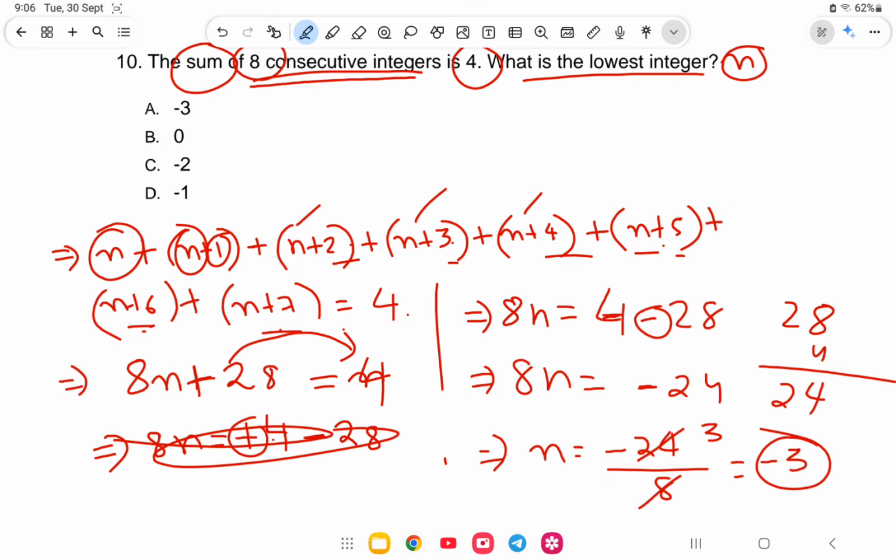So the answer is -3 is the correct answer. So with this, the second lesson on integers is completed. I hope you have understood something. Thank you guys for watching, and I wish you the very best for the exam. Thank you.